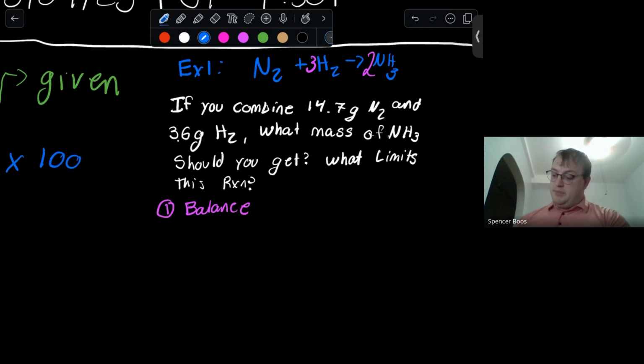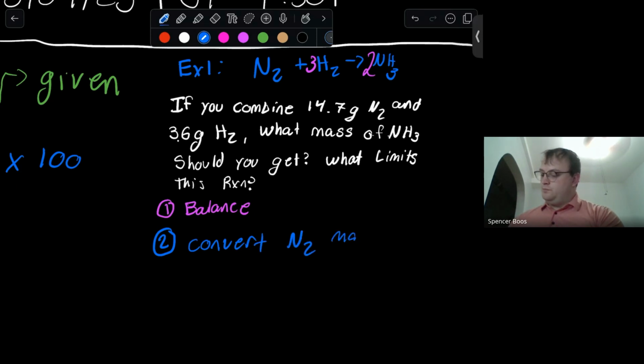Now, step 2. This is where we start getting into some actual math here. We need to convert. In this case, we'll start with N2 mass to NH3 mass. Now you can do the other one first, like you could do H2. It doesn't matter what order you do it in, but essentially you'll do both. So let's do this one first.